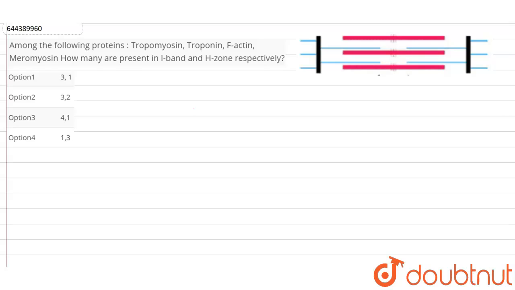In this question, we have been given a list of proteins: tropomyosin, troponin, F-actin, and meromyosin. Now we have to identify how many of these we will find in the I band and how many in the H zone. So these terms are related to the structure of our skeletal muscle.